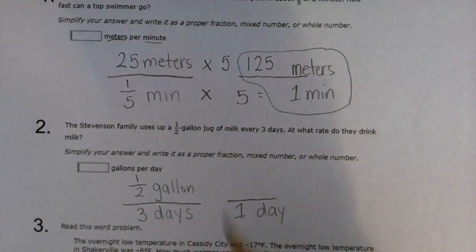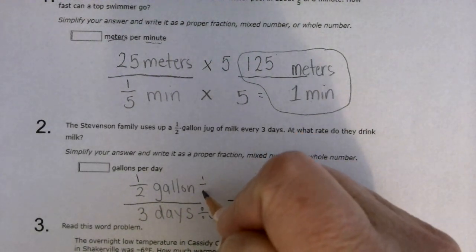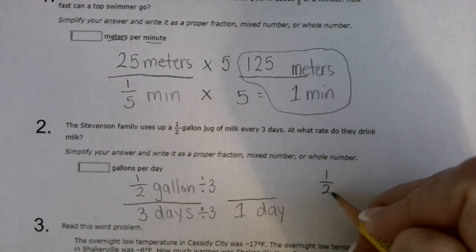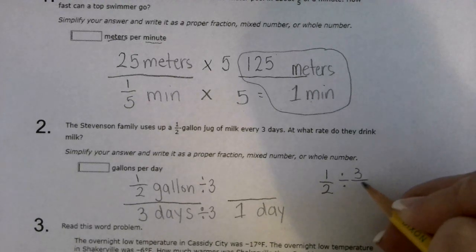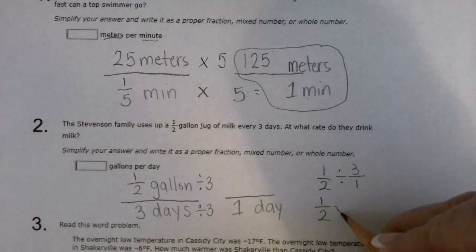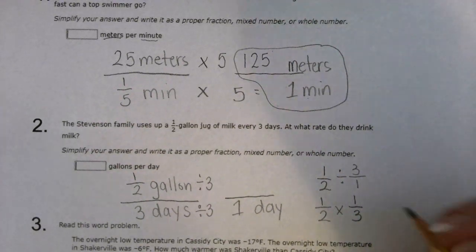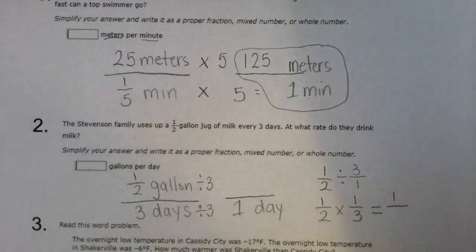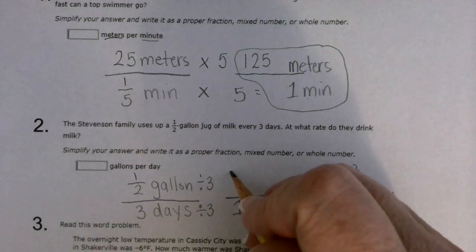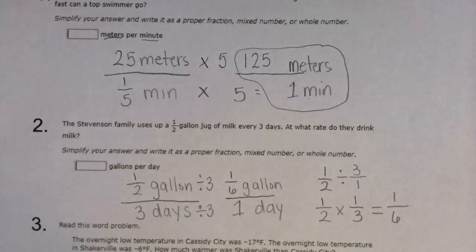So to go from 3 days to 1 day, we divide by 3. Whatever we do in that denominator, we do to the numerator. So we've got a half a gallon divided by 3. We make that 3/1, and then we keep the first number, we change the division and do the reciprocal or the flip, so 1/3. 1 times 1 is 1, and 2 times 3 is 6. So we've got 1/6 of a gallon per day.